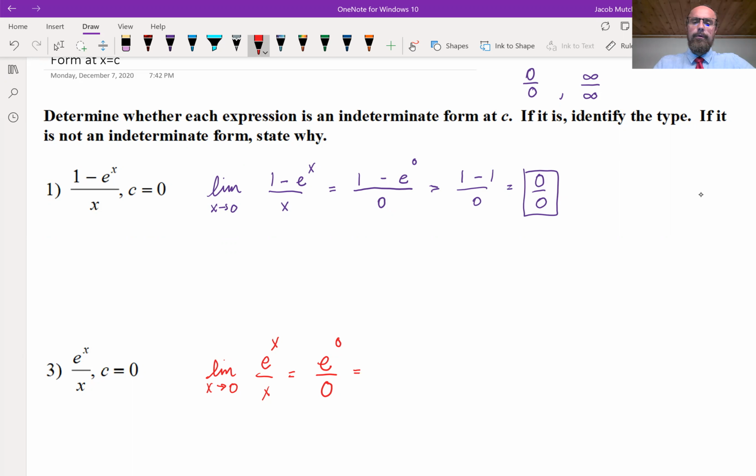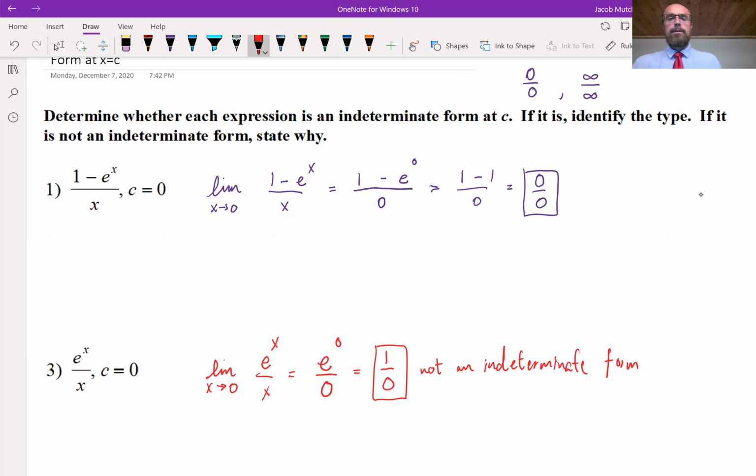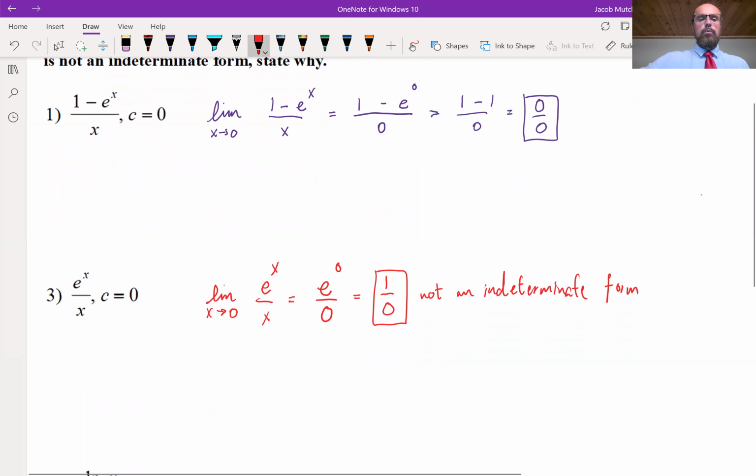However, this example becomes 1 over 0, and that is not an indeterminate form because it doesn't have 0 in both the numerator and denominator, nor does it have infinity in both numerator and denominator. So what I would say there is that this is not an indeterminate form. And one thing we need to say is because it's not an indeterminate form, it's not eligible currently for use of L'Hopital's rule to take the limit.